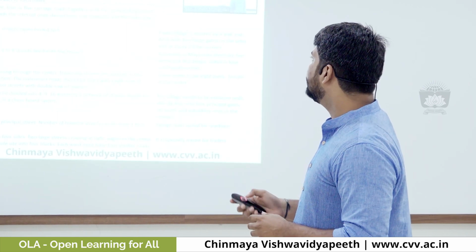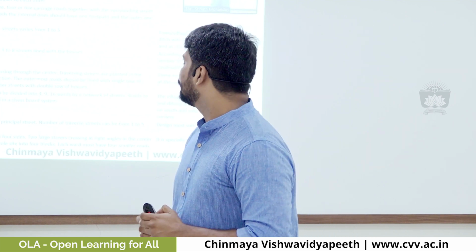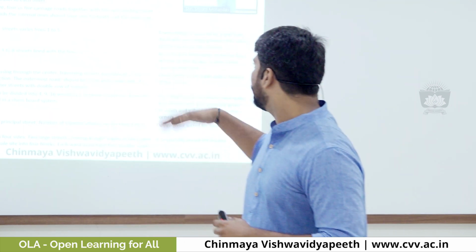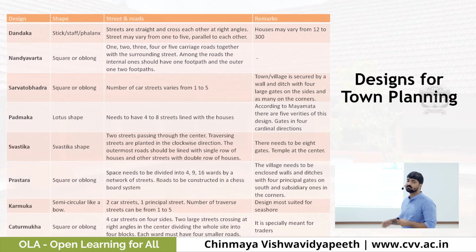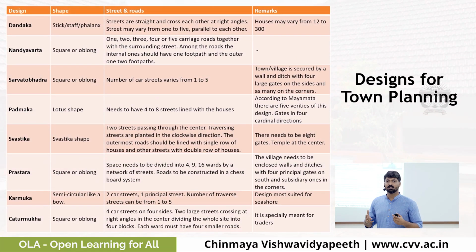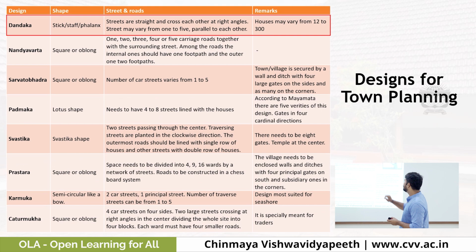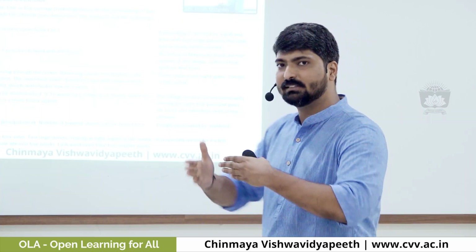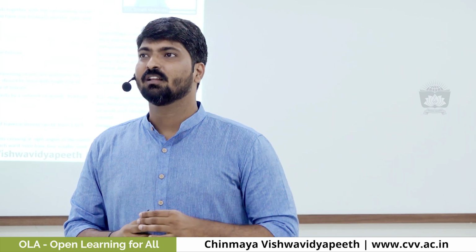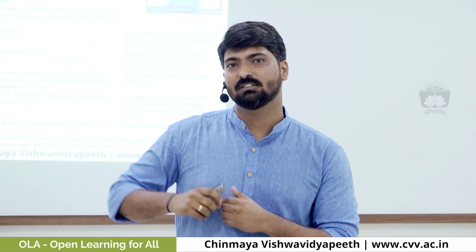Okay, so based on this, there are various designs of planning. What I have mentioned here is some of the designs of street planning, right? What kinds of streets we used to have during those times, or what are the main principal 8 designs that were suggested for streets. So the first one, we can just go through it. The first is called a Dandaka. In the Dandaka model, the streets are straight and cross each other at right angles. Basically, they are very simple and straight. If you have been to Pondicherry, there is this place called the White Town, you know, the French construction part.